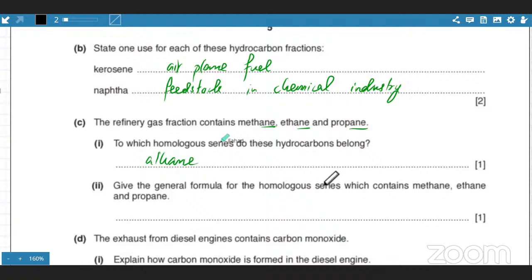Give the general formula for the homologous series which contains methane. So he's basically asking for the general formula of the alkane homologous series. What were the alkanes? They were those series which were saturated hydrocarbons. They only contained carbon and hydrogen atoms, and all of them had single bonds. So each carbon makes 4 bonds in total. So they would just be hydrogens making single bonds with each one of the carbon atoms. This is an example of a propane molecule.